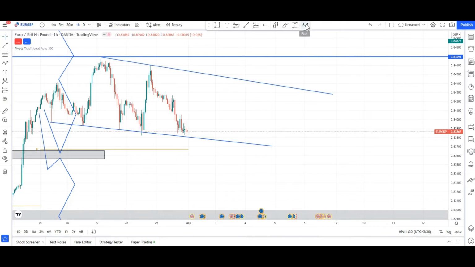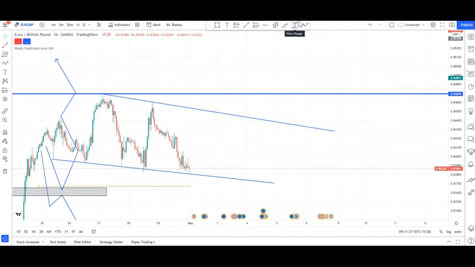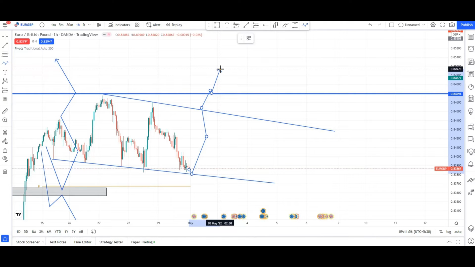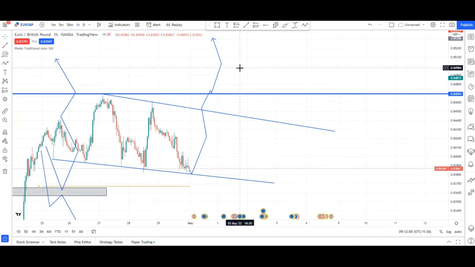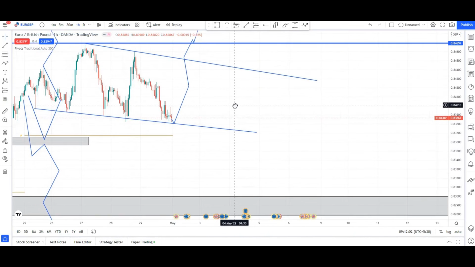Right now we can see here, this is the place where it is turning around. If once again it takes support, our first target will be here, second target, third target. If once again it takes support somewhere here, you can go for bigger targets too. Up till here you can go for bigger targets too.